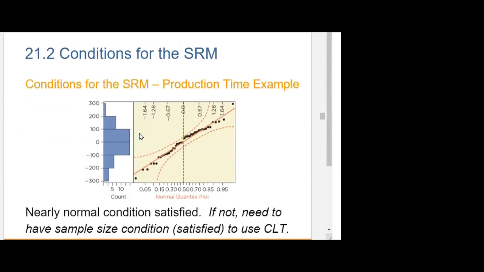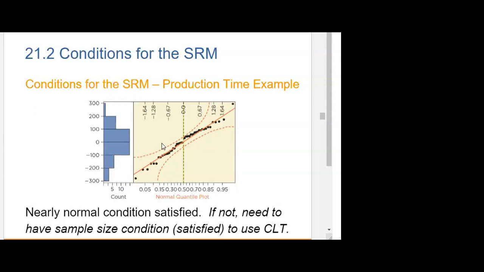Another condition that we check from SRM is normality of residuals. One of the methods that you can use to find out if your residuals follow normal distribution or not is normal quantile plot. Some softwares like SPSS, they call this QQ plot. So if you heard QQ plot or normal quantile plot, they're the same thing. They help you to understand if your residuals are normally distributed or not.